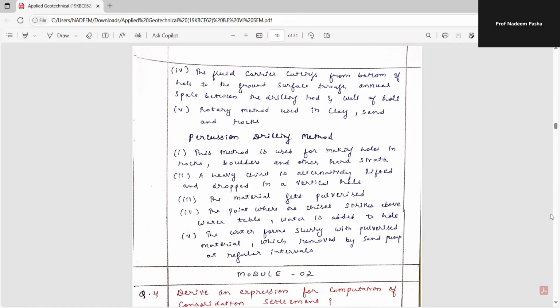Percussion drilling method. This method is used for making holes in rocks, boulders, and other hard strata. A heavy chisel is alternately lifted and dropped in a vertical hole. The material gets pulverized. If the point where the chisel strikes is above the water table, water is added to the hole. The water forms slurry with the pulverized material, which is removed by a sand pump at regular intervals.